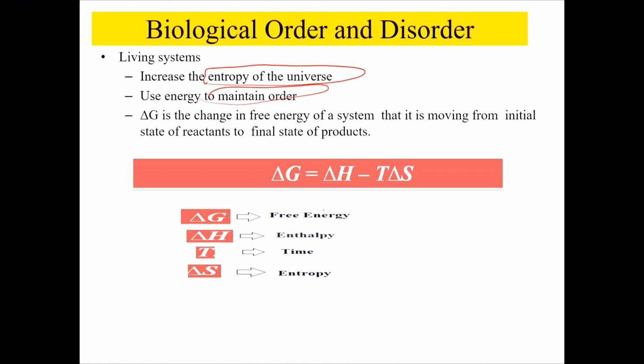Which type of reaction is this? To see the type of the reaction, delta G is the change in the free energy of a system that is moving from the initial state of substrate to the final state of product. How can we classify delta G, or change in energy? Delta G is equal to delta H, which is enthalpy, minus T times delta S, which is entropy. So change in energy is equal to enthalpy minus temperature times entropy.